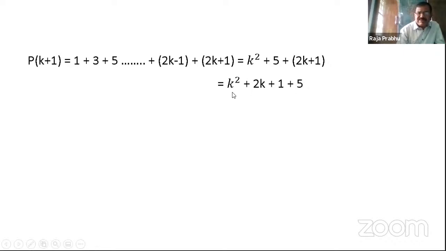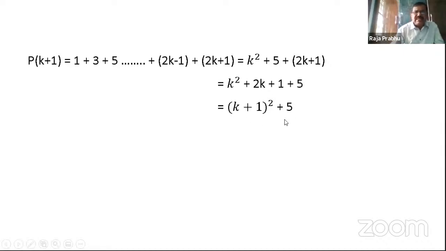Now children, see what this is. k square plus 2k plus 1 can be written as k plus 1 whole square, and the plus 5 stays, which will be in the next step. Up to this part, k square plus 2k plus 1 is written as k plus 1 whole square plus 5.